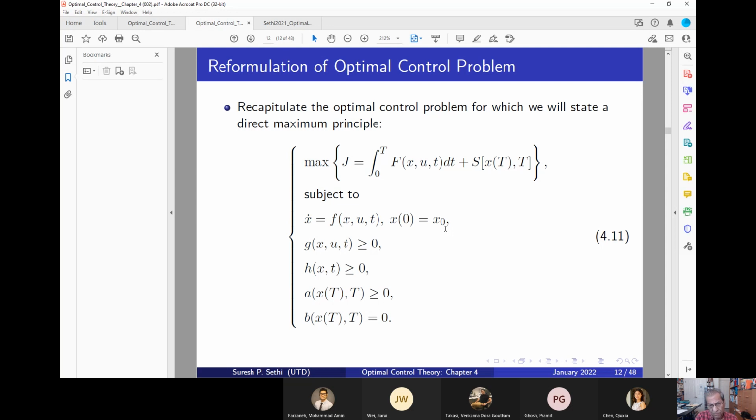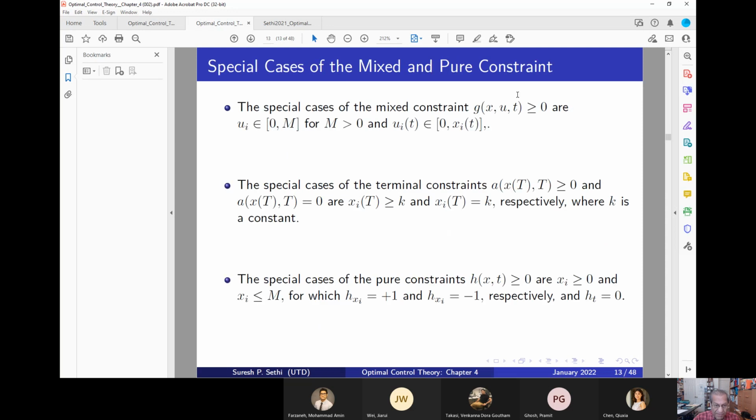What we want is a maximum principle for this problem. Special cases are already given. We already talked about it. These are special cases of these kind of constraints.